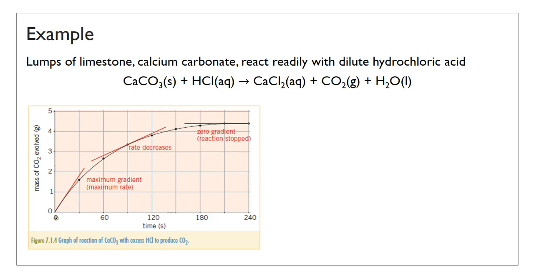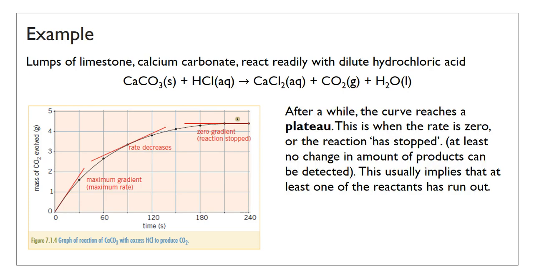As the reaction proceeds, you can see that the slope, represented here by the gradient of the tangent line, is decreasing until you get to this point where you essentially have a horizontal tangent line. This is when the curve reaches a plateau. I think I spelled it correctly here. This is when the rate is 0, or the reaction has stopped, and you don't see any increase in the amount of product anymore. So it's just a constant.